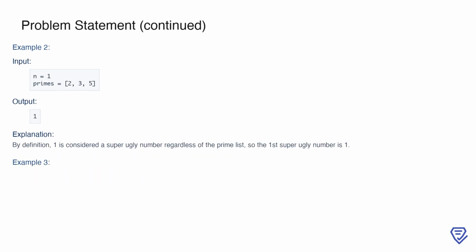In another example, let's consider n equal to 1 with the primes list 2, 3, 5. In this case, the output is 1. This is because, by definition, the first super ugly number is always 1, regardless of the primes list provided. This rule applies to all inputs where n equals 1. The explanation for this is that 1 is the multiplicative identity, and it serves as the starting point for generating the sequence of super ugly numbers. No matter what primes are given, the sequence always begins with 1.